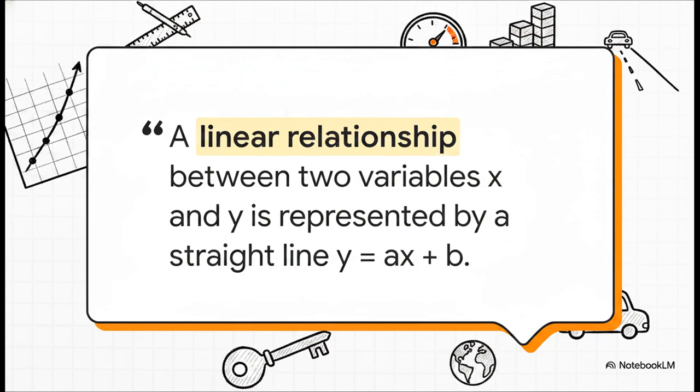So the crucial point is summarized beautifully in this quote directly from the chapter. A linear relationship between two variables, x and y, is represented by a straight line, y equals ax plus b. That right there is the core takeaway of this entire explainer. This incredibly simple equation, with just a degree of 1, is the master key to drawing and understanding straight-line relationships. It represents a constant, predictable rate of change.